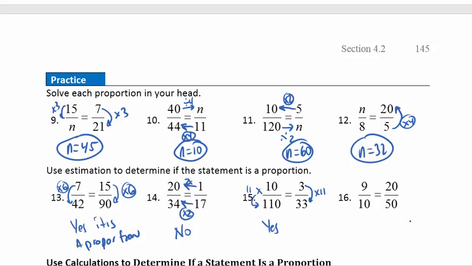16. Let's see. 20 to 50. That's not a real clean one. 9 to 10. Not so good there. Let's see. 10 to 50. That would be times 5. Times 5 going this direction. 9 to 20. If I multiplied times 5 there, 9 times 5 is not going to give me 20. So this is no. There's nothing that's going to work there. So that's not going to be a proportion.